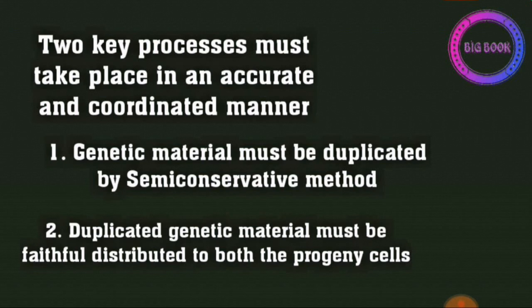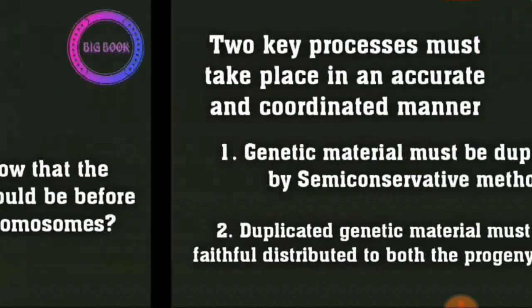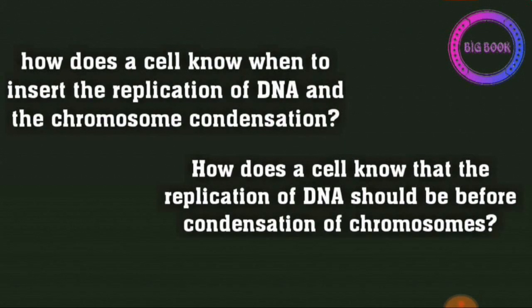Further, there should be some mechanism that regulates eukaryotic cell division. How does a cell know when to initiate the replication of DNA and the chromosome condensation? How does a cell know that the replication of DNA should be before condensation of chromosomes? So there should be some signaling mechanism that leads to this differentiation, with replication of the DNA first and later the condensation of the chromosomes.